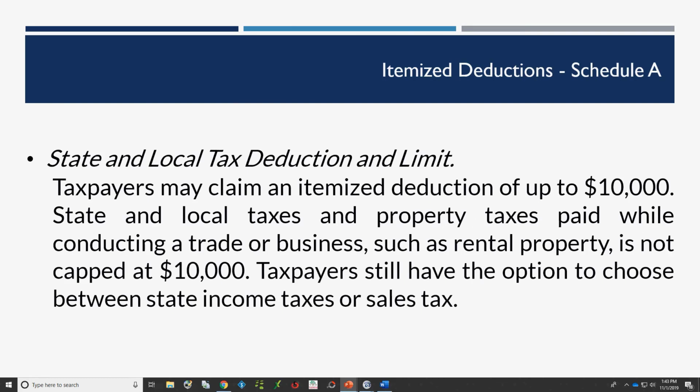SALT, so the state and local tax deduction and limits. So taxpayers can claim an itemized deduction of up to $10,000 for state and local taxes and property taxes paid while conducting a trade or business, such as rental property. That is not capped at $10,000. So they can take those state and local deductions on a Schedule E, but they are capped on a Schedule A for taking those.